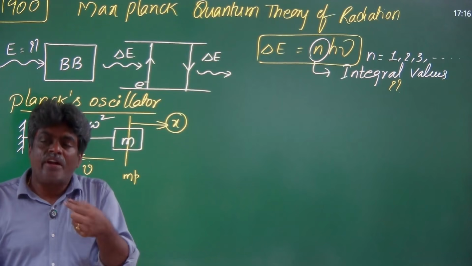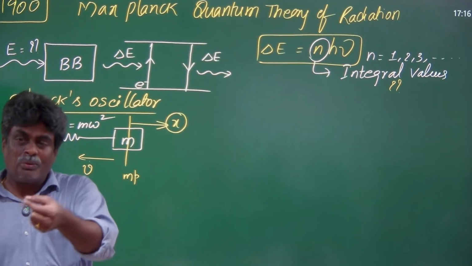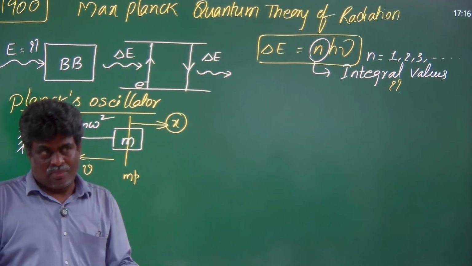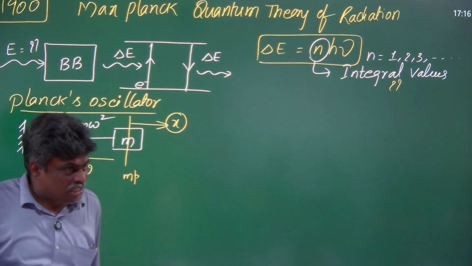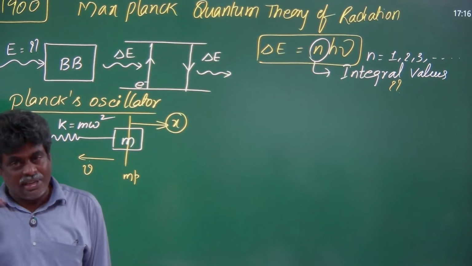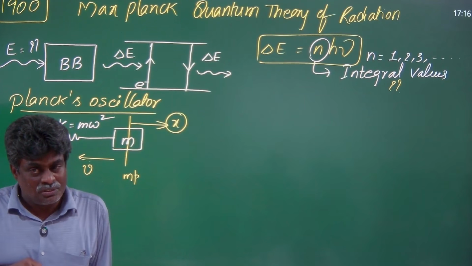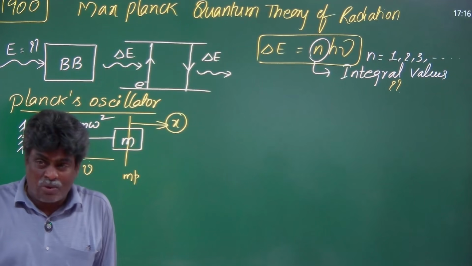Harmonic motion is a periodic motion whose acceleration is directly proportional to minus x. Take a fan: the fan is rotating. Is it a periodic motion? Yes. Is it a harmonic motion? No. All periodic motions are not harmonic motions.